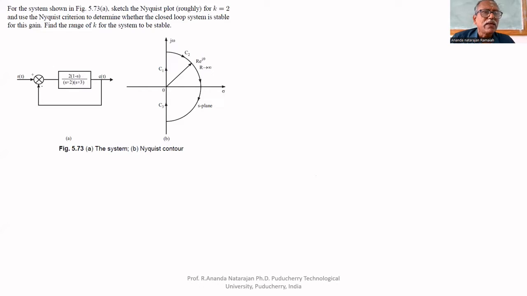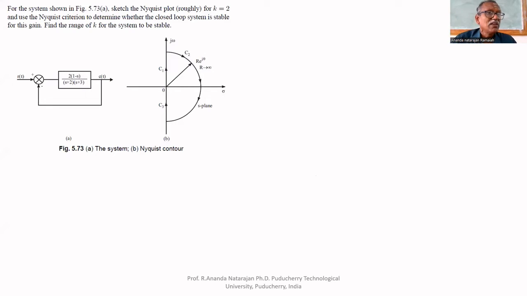Morning. Yesterday we have seen Nyquist stability criterion theory. Today let us see some problems on that. For the system shown in figure, sketch the Nyquist plot. Roughly, for all Nyquist plots you have to draw roughly, not on the graph sheet.